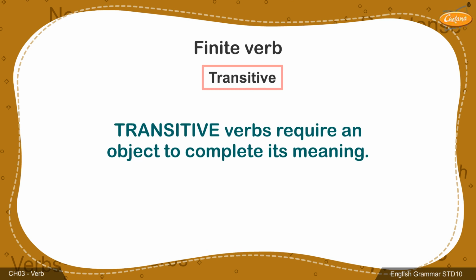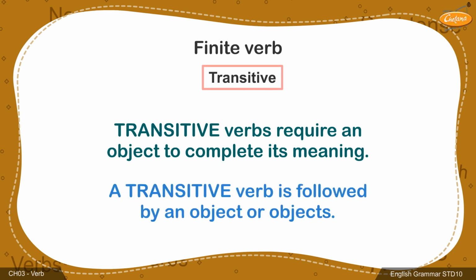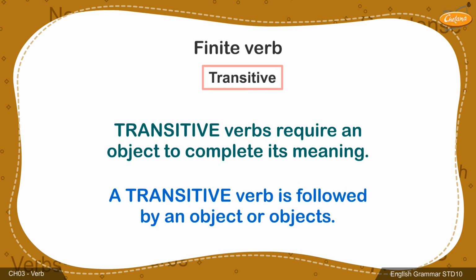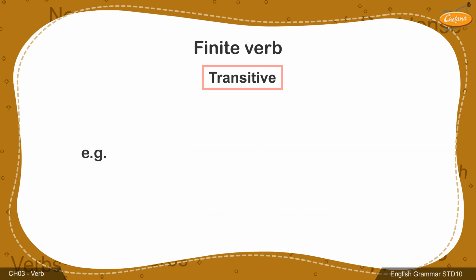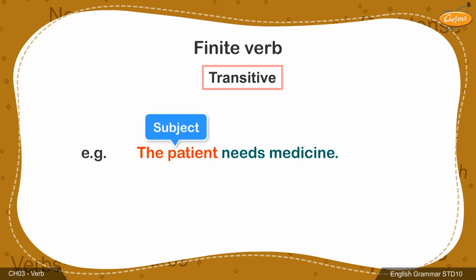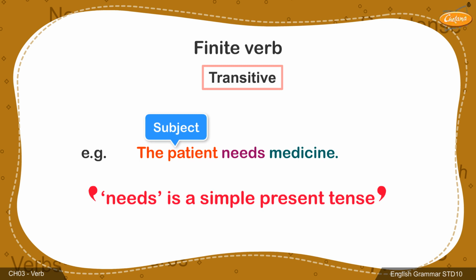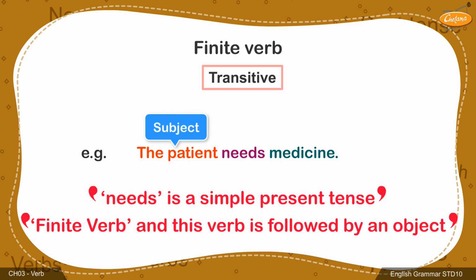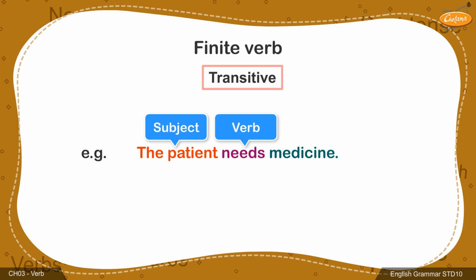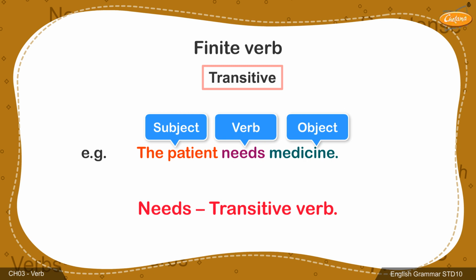A transitive verb requires an object to complete its meaning. Very simply, a transitive verb is followed by an object or objects. For example, in the statement, the patient needs medicine, the patient is the subject. Needs is a present simple tense, finite verb, and this verb is followed by an object. Since the verb needs is followed by an object, medicine, needs is considered a transitive verb.